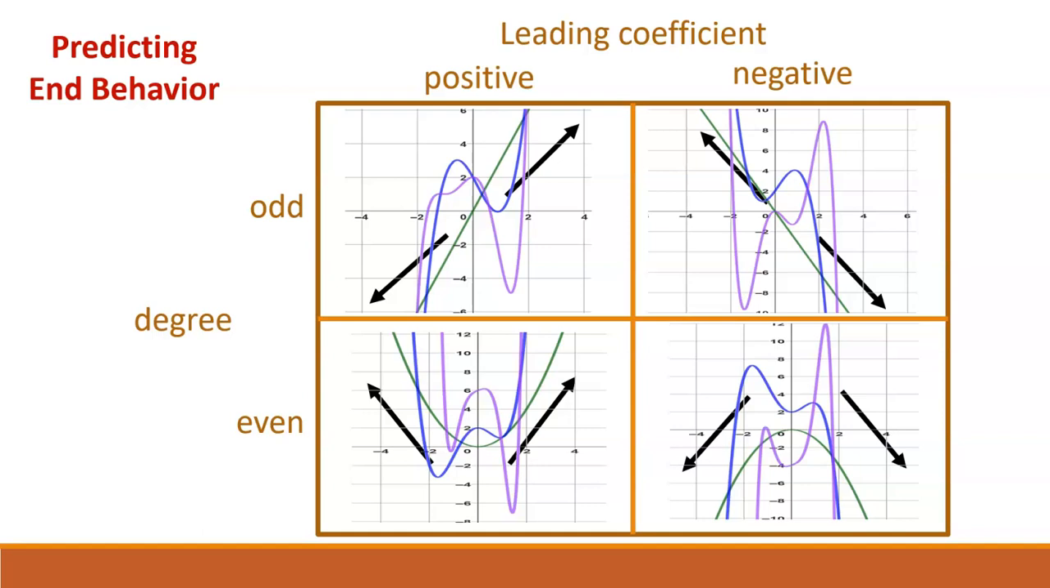But knowing something about the end behavior of a function can be an important tool when we're trying to either graph the function or find out information about the equation of the function from the graph.